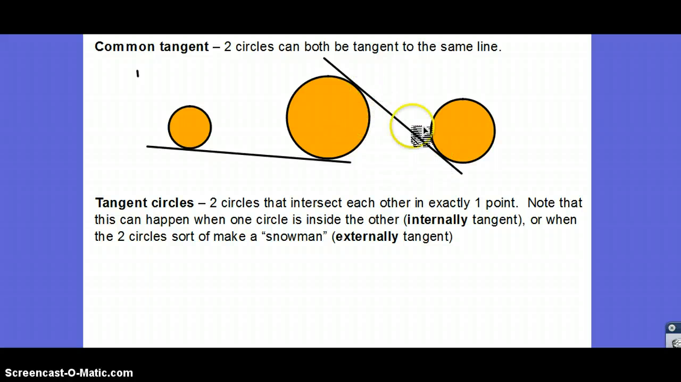And these lines are going to have special properties related to those circles. So anyway, when you've got a line that goes along and it hits two circles in exactly one point each, that's kind of cool. It's kind of a special thing about that line. It's called a common tangent.